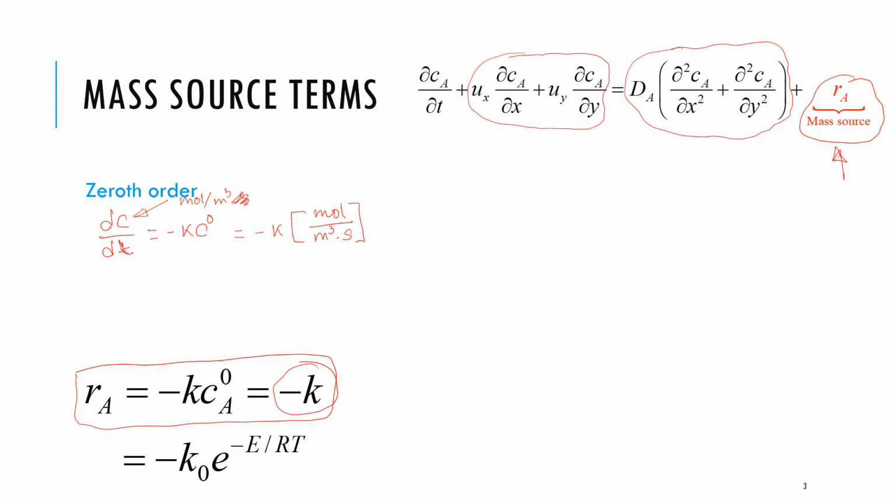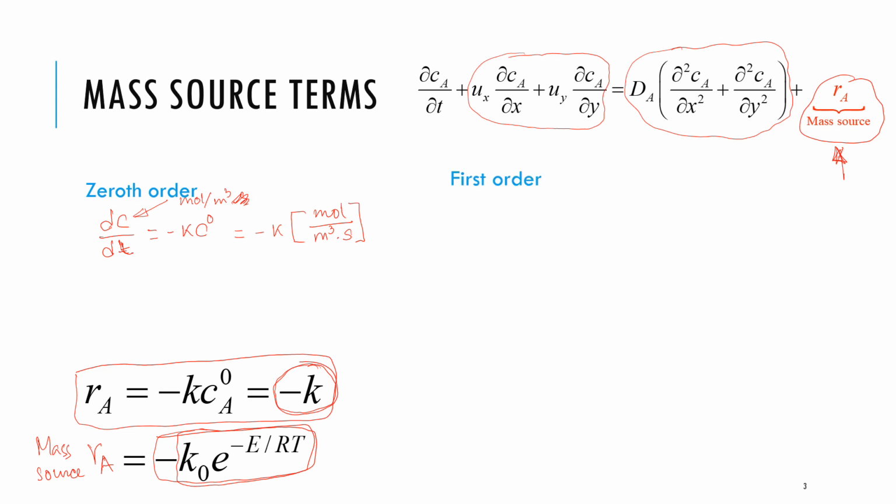Now, if this rate constant is temperature dependent, and again the most common temperature dependency is Arrhenius temperature dependency, then K can be written as K0 e raised to minus E over RT. So the source term, this is my mass source, would simply be equal to this quantity. Okay, and that will get plugged into here.